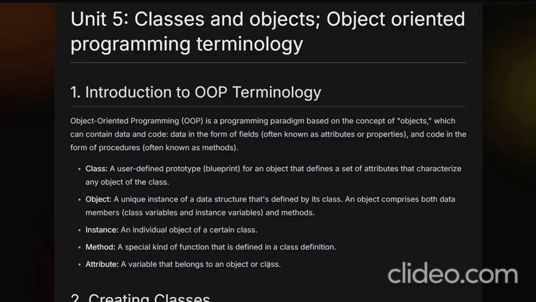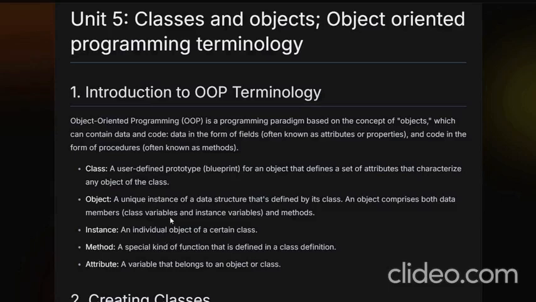Object-oriented programming is a programming paradigm based on the concept of objects, which can contain data, in the form of fields, often known as attributes or properties, and code in the form of procedures, often known as methods. Class: a user-defined prototype for an object that defines a set of attributes that characterize any object of the class. Object: a unique instance of a data structure that is defined by its class.